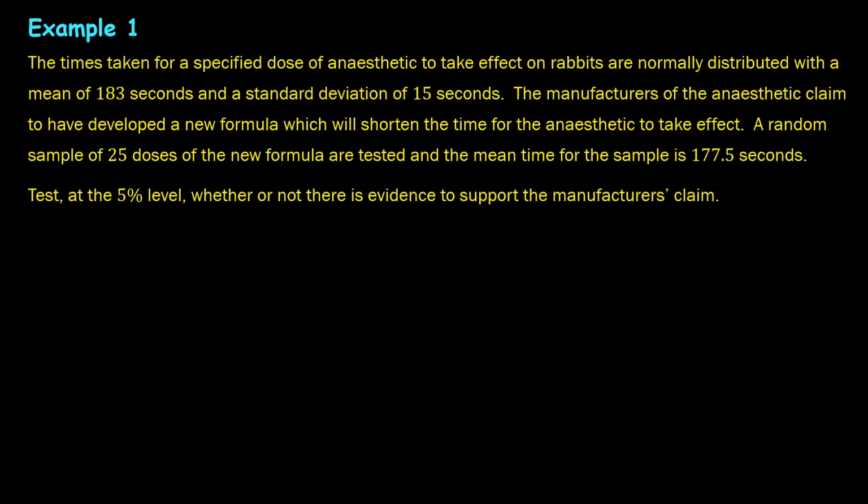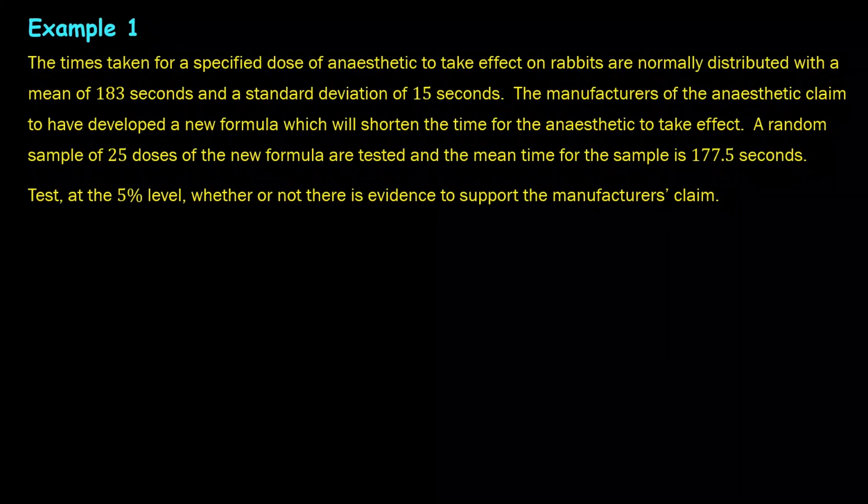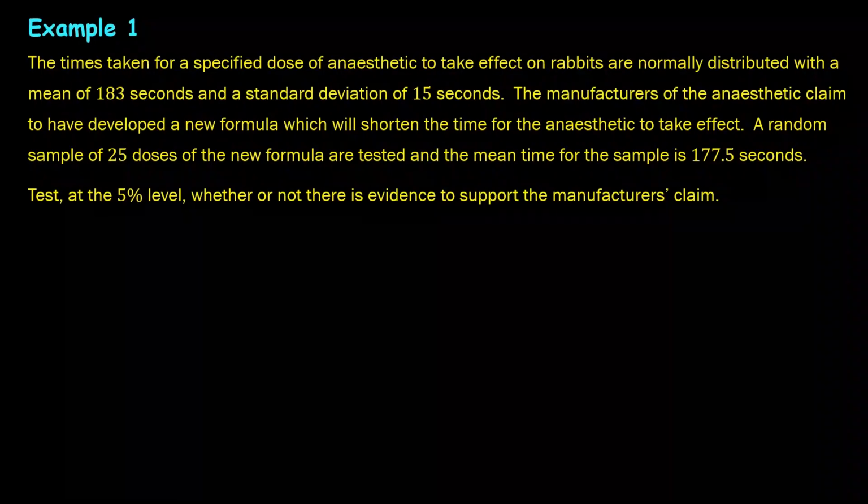The manufacturers of the anesthetic claim to have developed a new formula which will shorten the time for the anesthetic to take effect. A random sample of 25 doses of the new formula are tested, and the mean time for the sample is 177.5 seconds. Test at the 5% level whether or not there is evidence to support the manufacturer's claim.